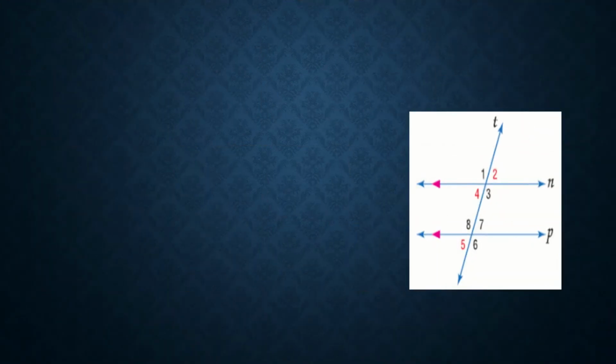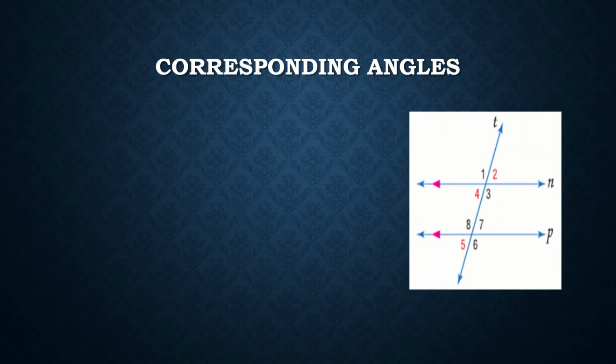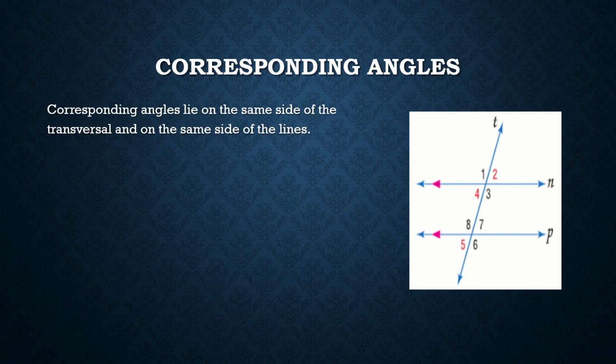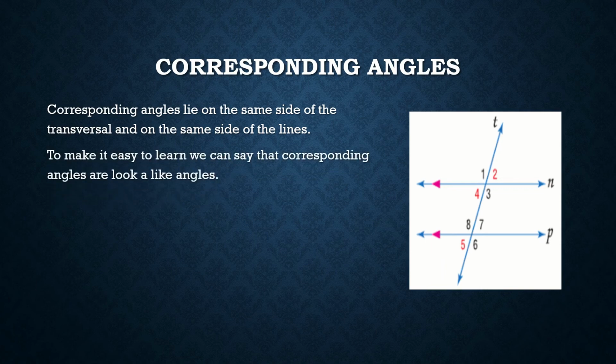Let us know what are corresponding angles. Corresponding angles lie on the same side of the transversal and on the same side of the line. To make it easy to learn, we can say that corresponding angles are look-alike angles. What do we mean by look-alike? Angle 2 and angle 7, they are look-alike angles. They look like letter L. Angle 1 and angle 8 are look-alike. They are like reverse L's.